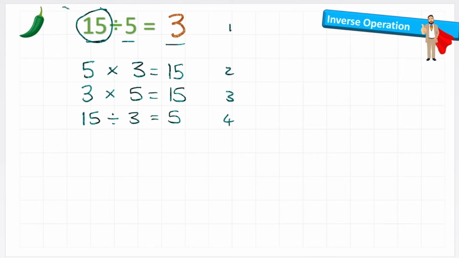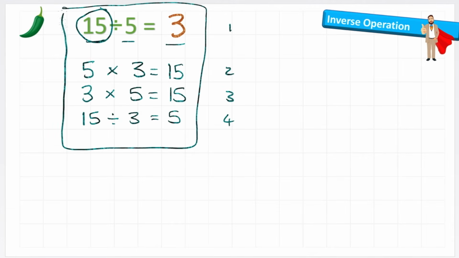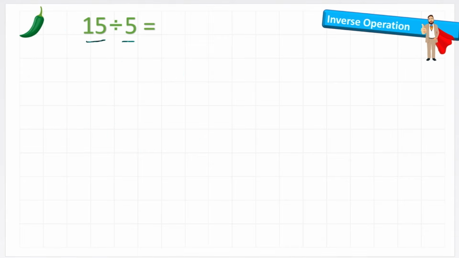And these 4 number sentences together are called the number family. And every question will have a number family, a different way of expressing the numbers using different operations. In this case, we have 2 multiplication and 2 division questions. Let's have a quick look at another one.